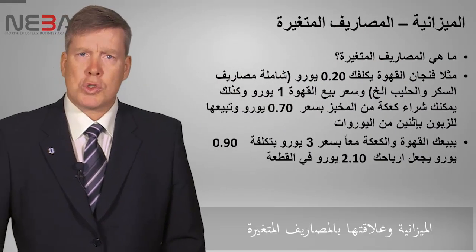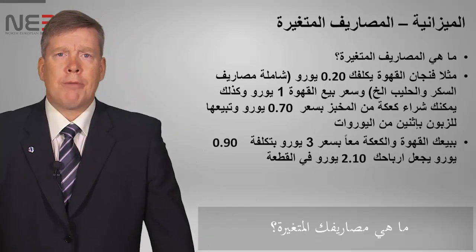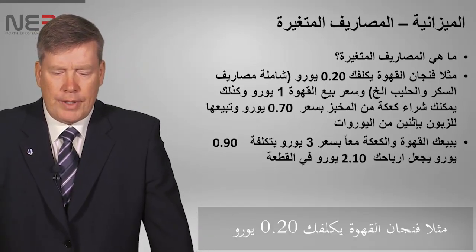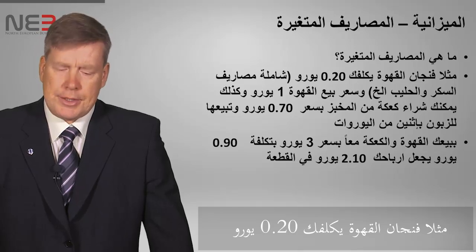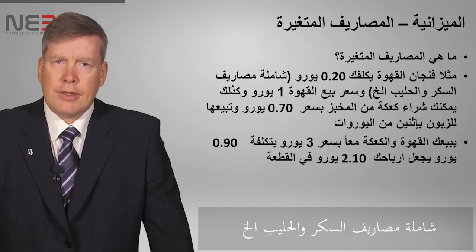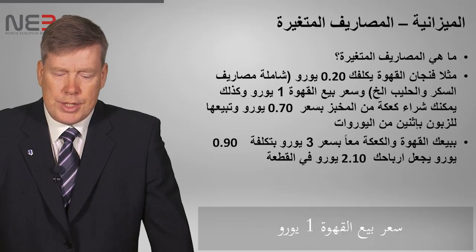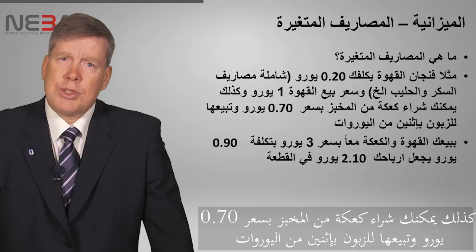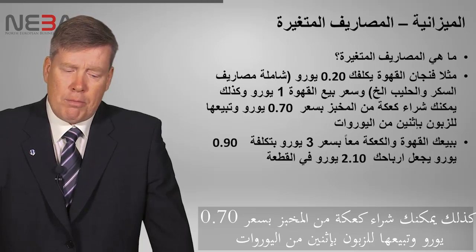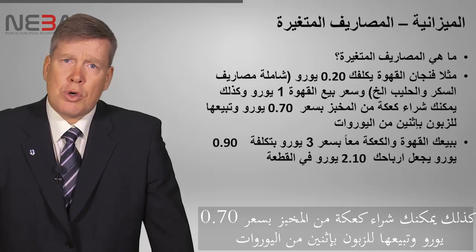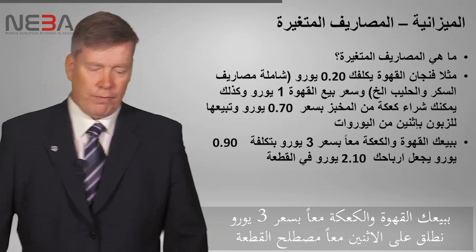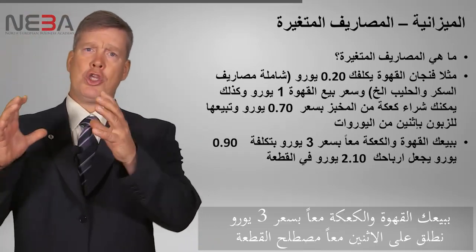Budgeting variable costs. What are your variable costs? Example, you make 1 cup of coffee, it costs you 20 cents, with sugar, milk, etc. included. And you sell it for 1 euro, you buy 1 muffin for 70 cents from the bakery and you sell it for 2 euros. You sell 1 coffee and 1 muffin together and we call that a unit.